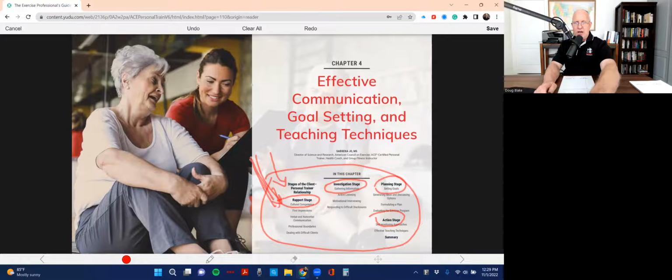Just memorize, and the way I do this is very simple. I just write it down. Rapport, follow along with me. Rapport stage, rapport, got it. Investigation, planning, and action. Stop.